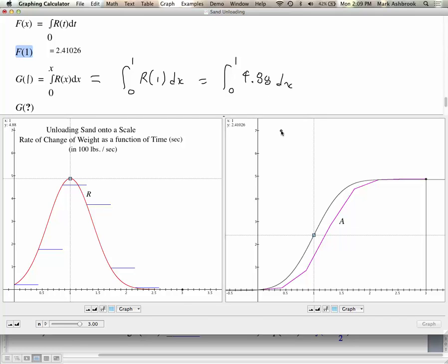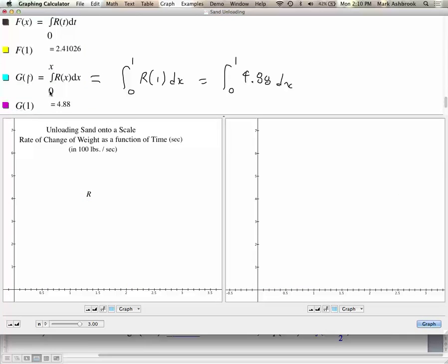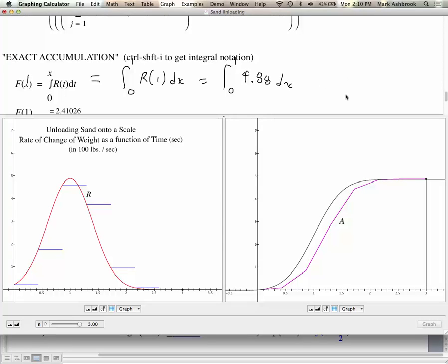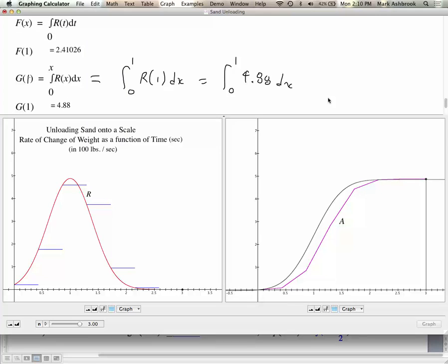So is g of 1 going to be greater or less than f of 1? It's going to accumulate from 0 to 1, but all at the peak rate, the 4.88 rate, the whole time. So will it give too high a number or too low? Too high. So if I come over here and do g of 1, it turns out to be 4.88, which is not accurate. We want to accumulate at the changing rate. So we want to accumulate at this red changing rate from 0 to 1.